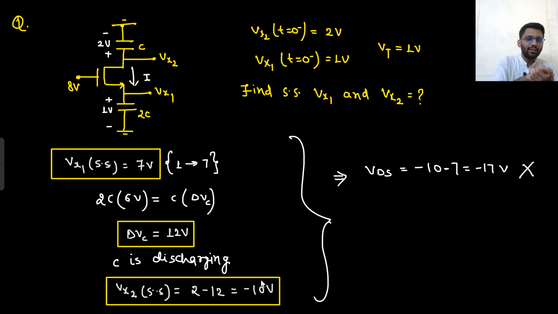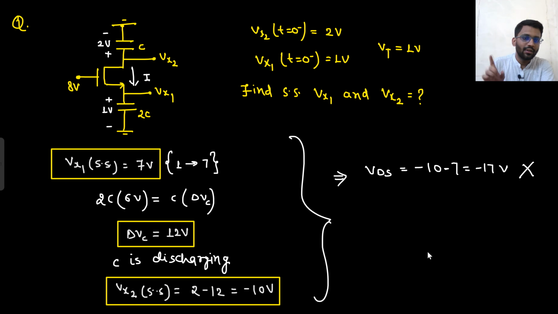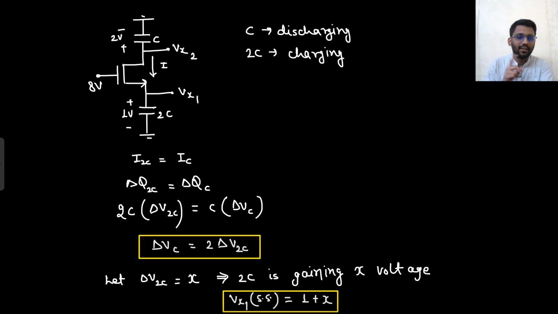That means VDS is going very low. You took care of the condition of VGS greater than VT, but you forgot about the condition of VDS greater than 0. In the previous question, we took care of VGS greater than VT, then checked if VDS is greater than 0 or not, and it was good. Here, we forgot to check VDS greater than 0. Then we got to know that VDS is not greater than 0. Then what did we understand? That we need to take VDS equal to 0.